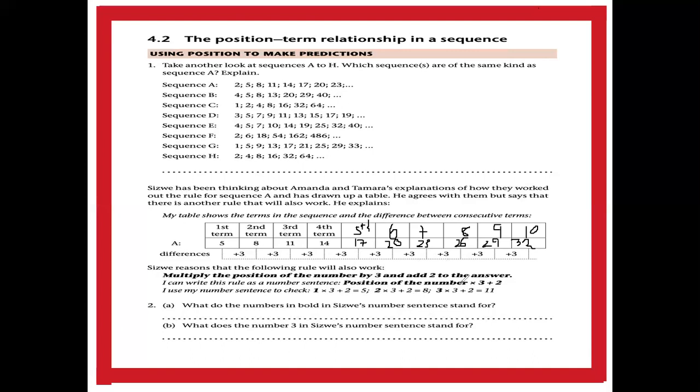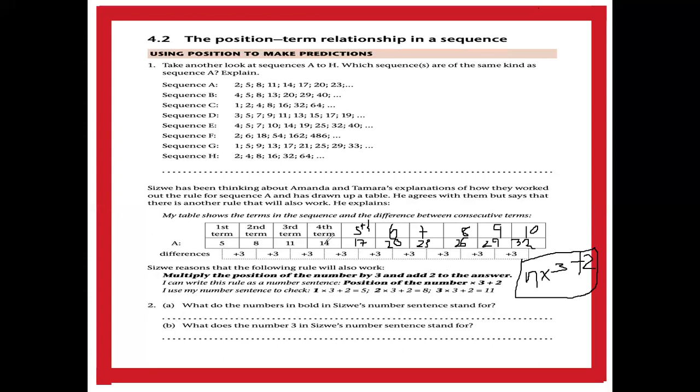So the position of the number could also be written as n, let's say. n times 3 plus 2. So this is how it could be written. And then you can get any number in the sequence. So n is just the term number. So if we put a 4 in the n, and we go 4 times 3, that gives us 12, plus 2 gives us 14. And we can check, yep, the fourth term is 14.